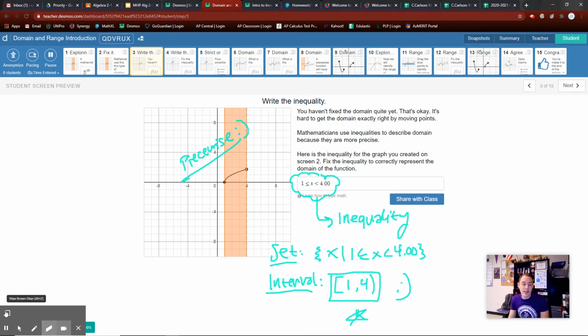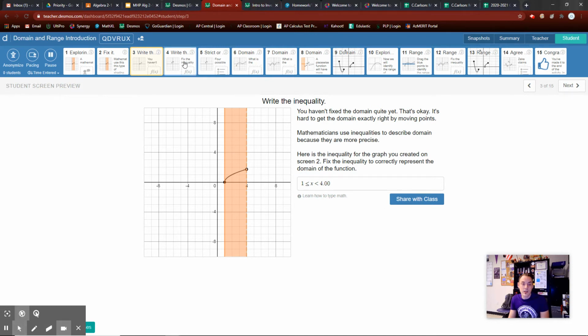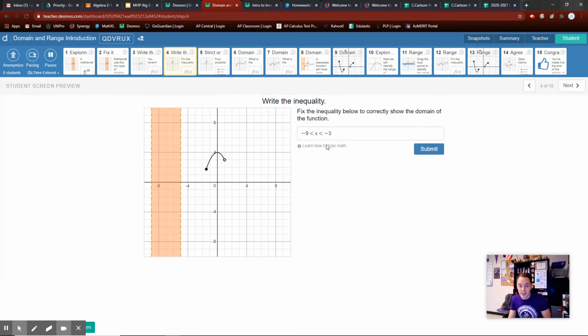So let's continue on here to the fourth slide. Now you want to fix it. So fix it just using the inequality. Now, before I do that, I want to show you what the interval looks like. What does the interval look like? The interval looks like this. I mean, what is that point? I'm not so sure. It's kind of fuzzy. And what is that point?